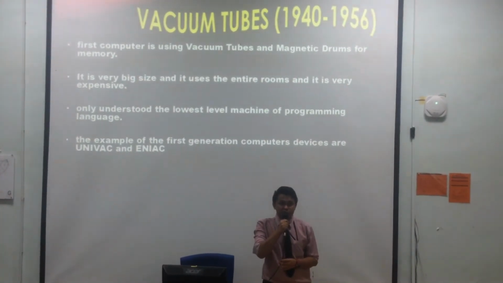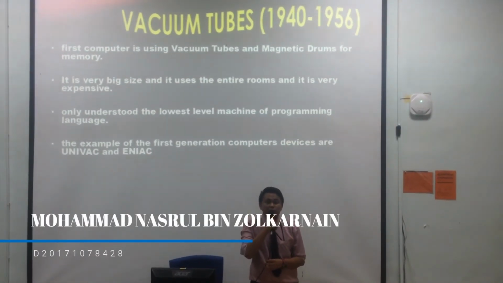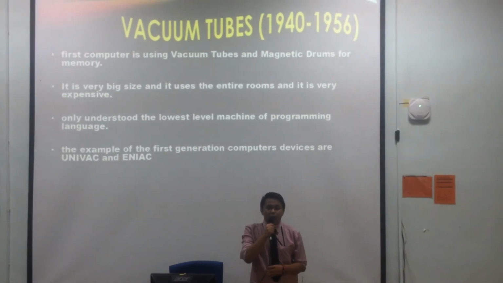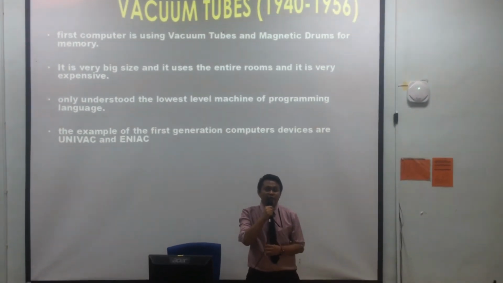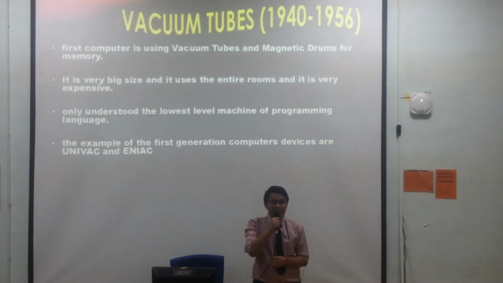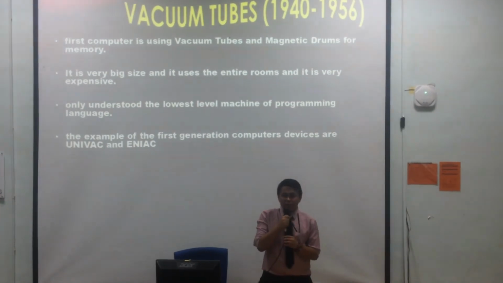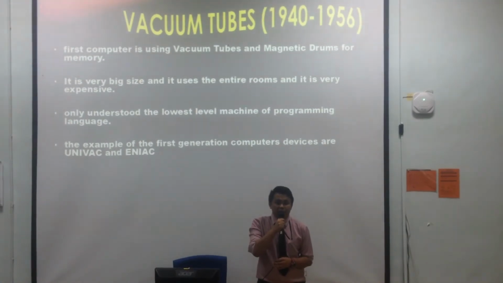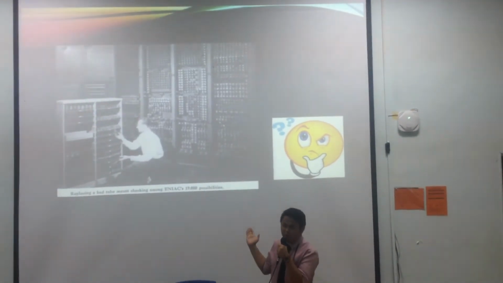The first history of CPU that I want to share with you is the vacuum tube. Vacuum tubes were invented from 1940 until 1956. Vacuum tubes have a very big size, use an entire room, and are very expensive. Besides that, it only understood the lowest level machine programming language. Examples of first generation computers are ENIAC and EDVAC. As you can see, this is a picture of a vacuum tube.